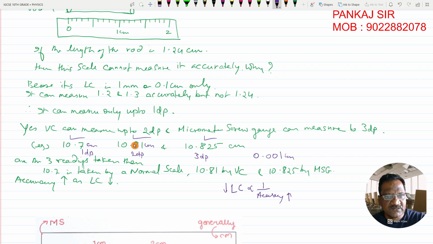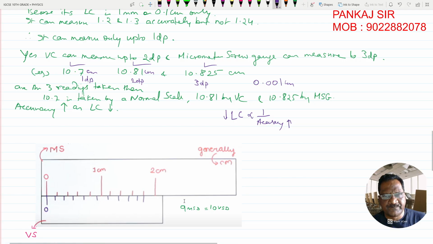So vernier caliper is an instrument which will give you a least count of up to 2 decimal places, but micrometer screw gauge will give you up to 3 decimal places, right? We will also be studying the micrometer screw gauge, but that will be at a later stage. So I hope you must have understood the basic principle of this vernier caliper.